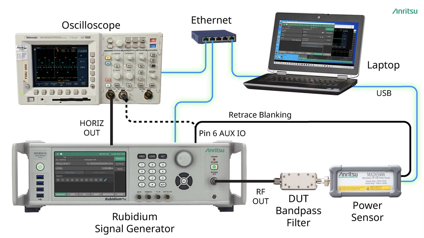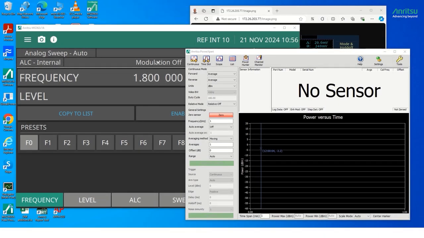The Ethernet ports of Rubidium and oscilloscope are connected to a PC through an Ethernet switch. The power sensor's USB port is also connected to the PC. This enables me to run remote GUIs for each instrument on the PC so that I can control and configure Rubidium and display waveforms of oscilloscope as well as of USB power sensor. This is the PC screen with the 3 remote GUIs.